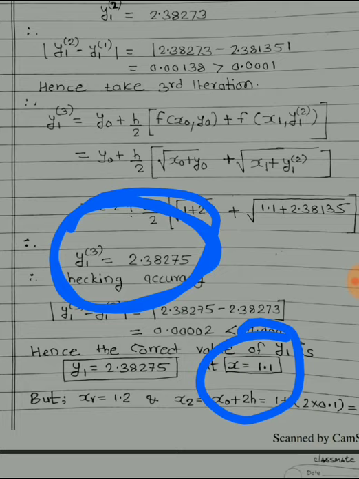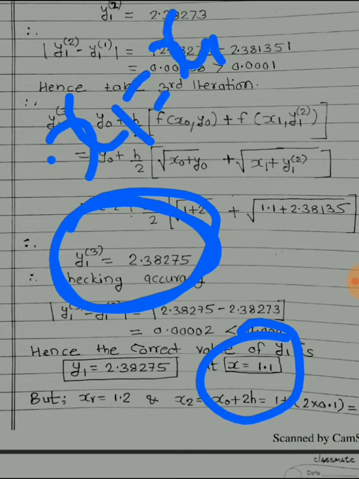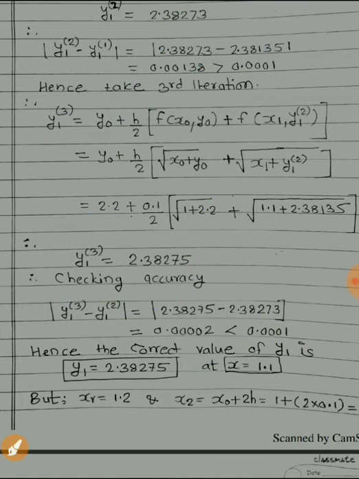Because if I calculate x1, how much is it? x0 plus h into n. If I calculate that, I will get 1 plus 0.1, that is going to become 1.1. So 1.1 is the value of x.